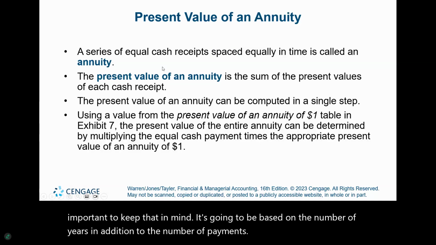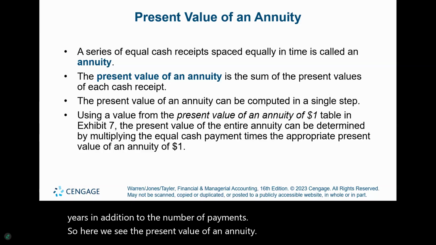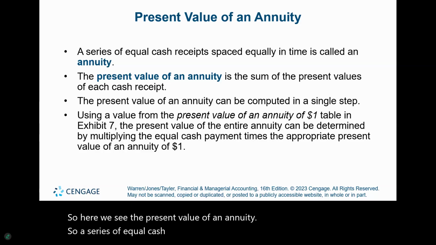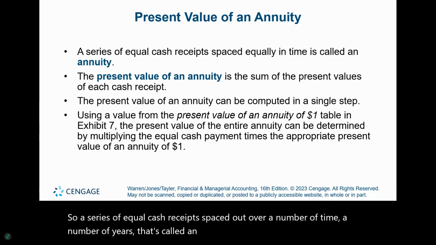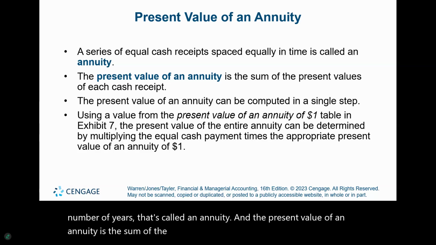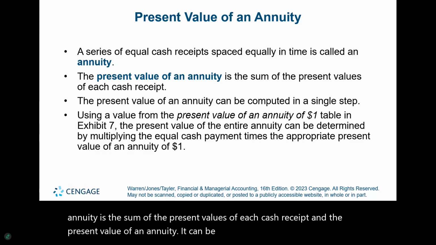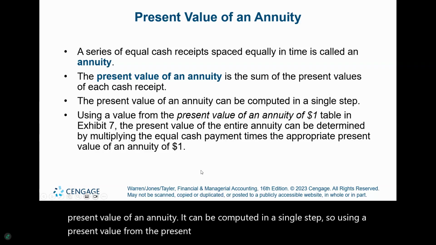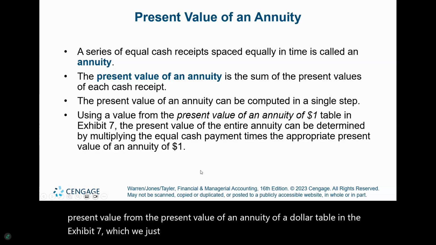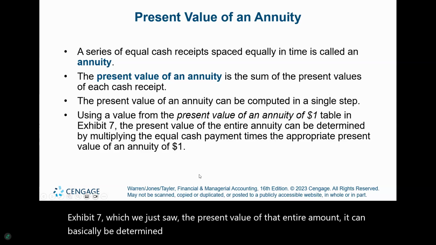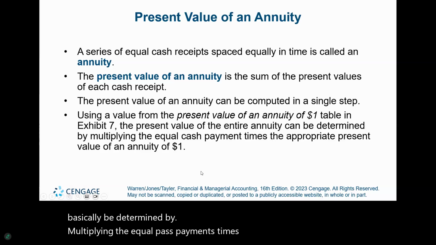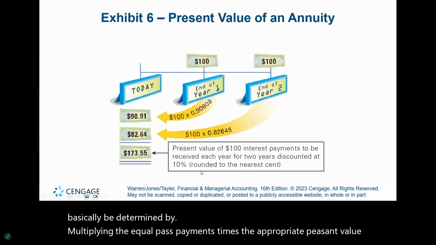So here we see the present value of an annuity. A series of equal cash receipts spaced out over a number of years is called an annuity. And the present value of an annuity is the sum of the present values of each cash receipt. The present value of an annuity can be computed in a single step, using the present value of an annuity of a dollar table in Exhibit 7, which we just saw. The present value of that entire amount can be determined by multiplying the equal cash payments times the appropriate present value of an annuity of a dollar factor.